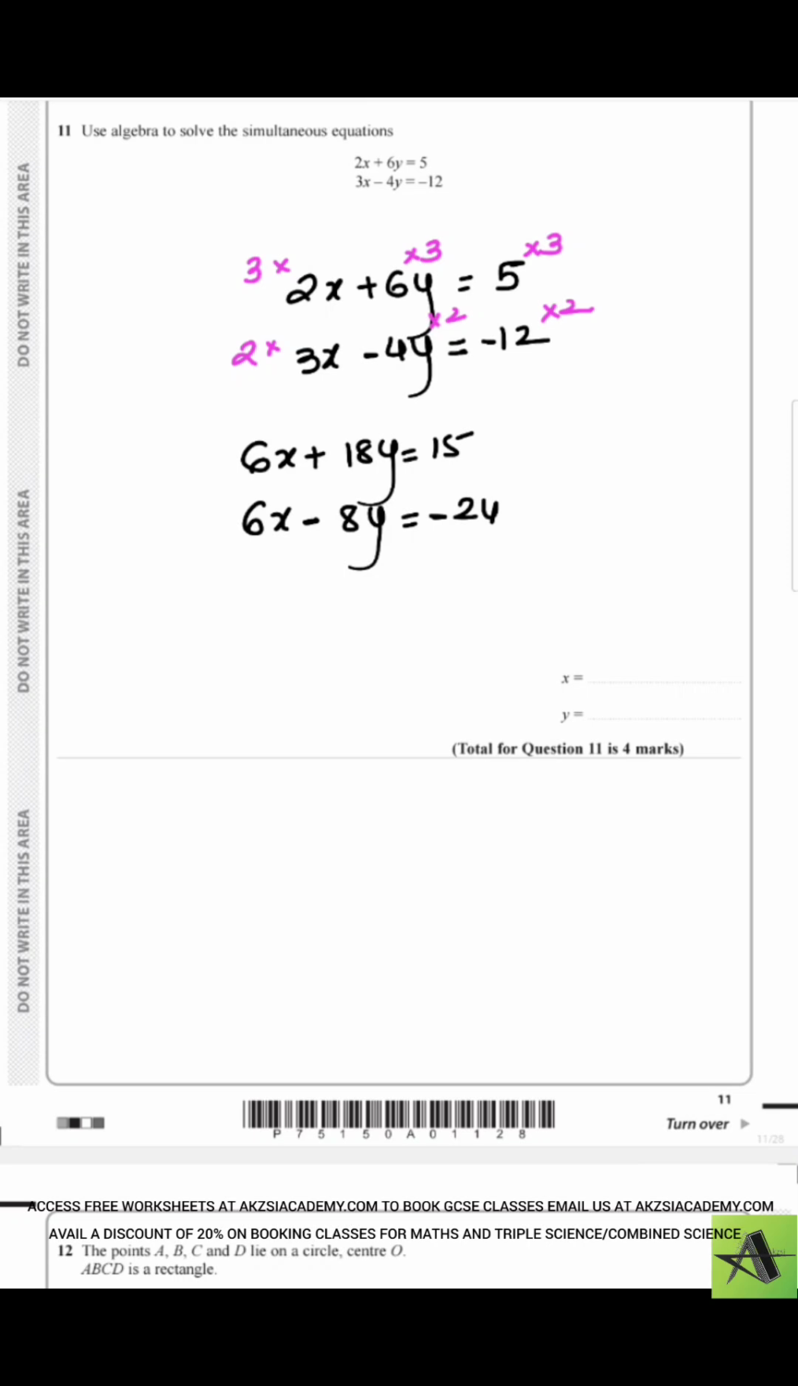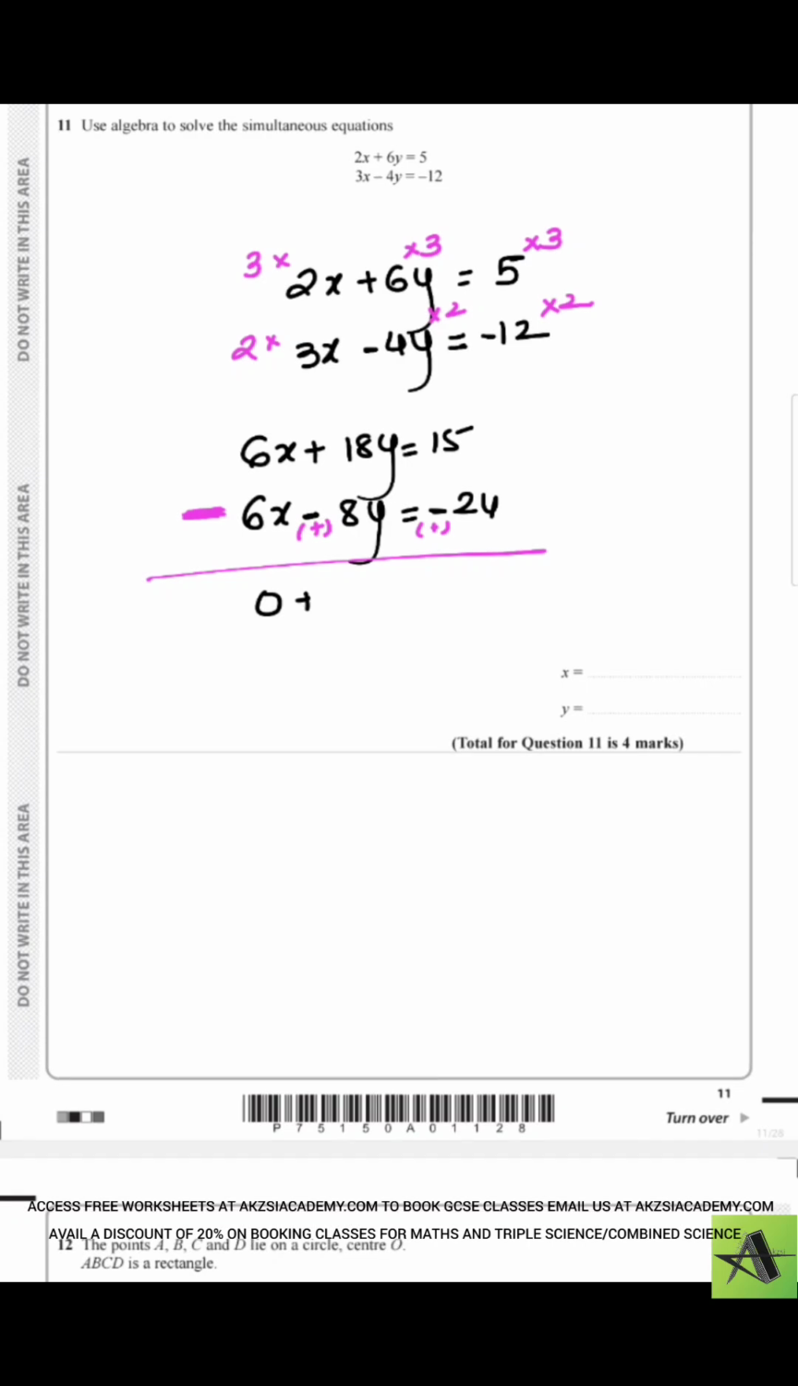Both are positive 6x, so I need to subtract. So just subtract it. When you subtract, positive will become negative, negative will become positive. So the x answer is 0. So 18 plus 8 will give me 26y, and 15 plus 24 will give me 39, and y is 39 over 26, which is 1.5.